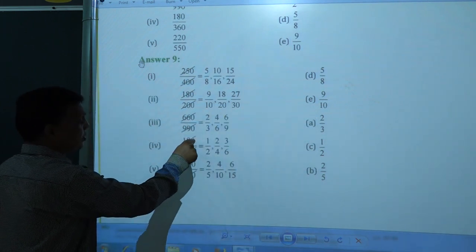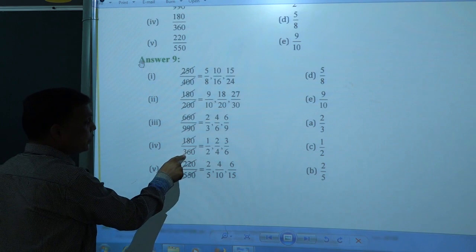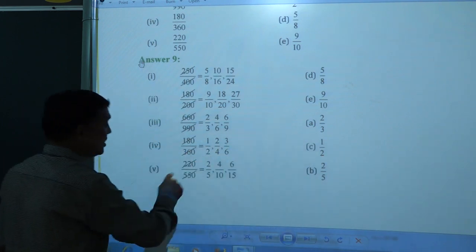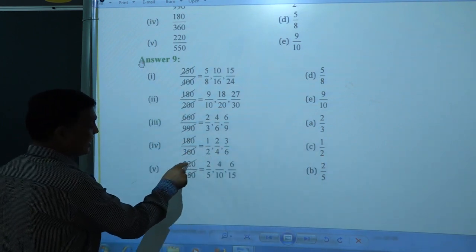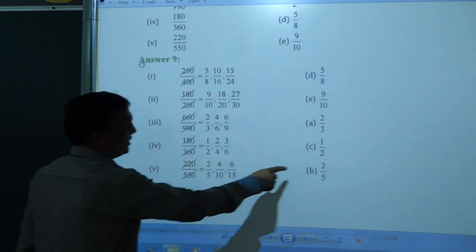180 upon 360, 0 0 cancel. 18 1s are 18, 18 2s are 36, so 1 upon 2 is the answer. 220 upon 550, 0 0 cancel. 11 2s are 22, 11 5s are 55, so 2 upon 5.